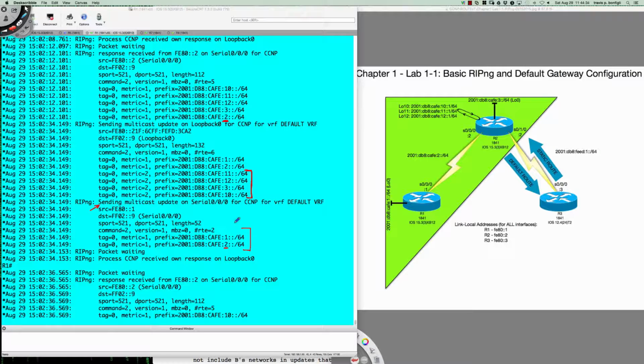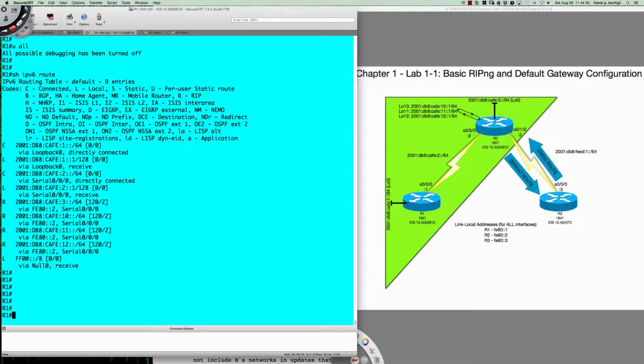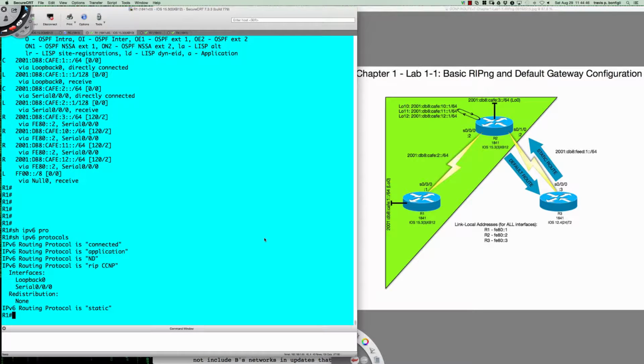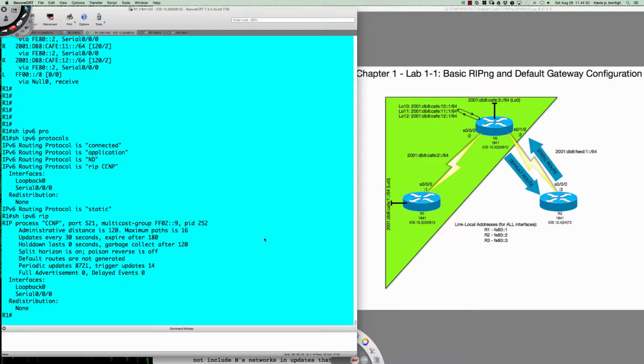So now, let's go ahead and take the next logical step. Let's go ahead and turn on poison reverse. So again, if I do show IPv6 RIP, we can see here split horizon is on, and we proved conclusively it's working, it's doing exactly what it's supposed to do. And poison reverse is off.